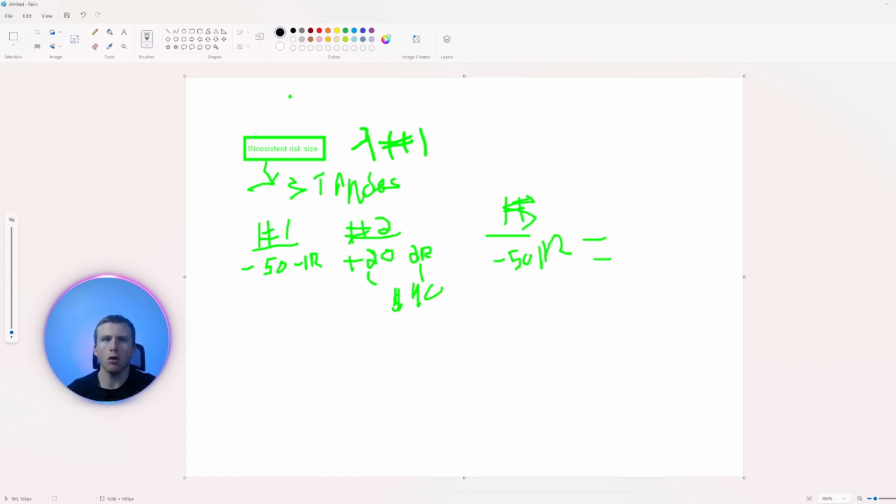So what is our total going to be? You take minus 50 plus 40 minus 50. And what you're going to see is you lost $60 on these 3 trades.